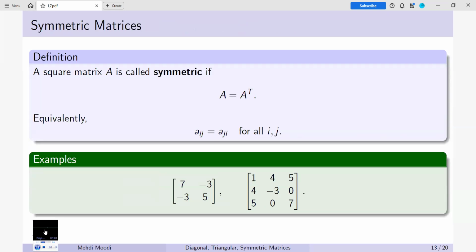A symmetric matrix is equal to its transpose. The entries mirror across the main diagonal. So the upper right part and lower left part match each other.